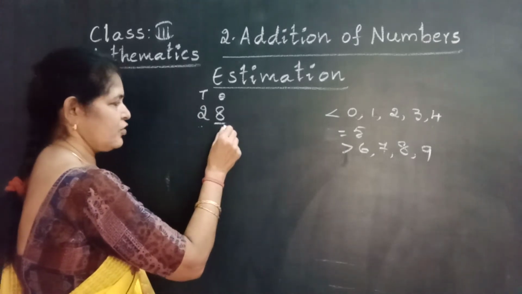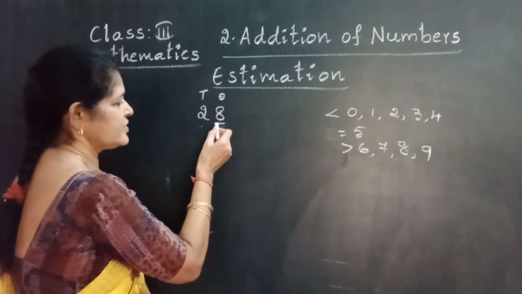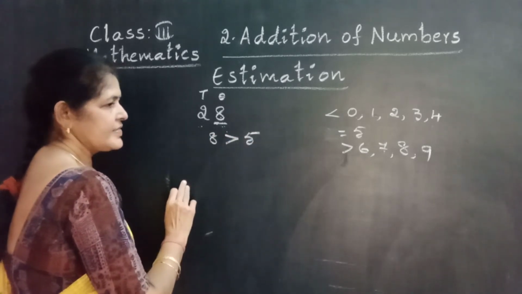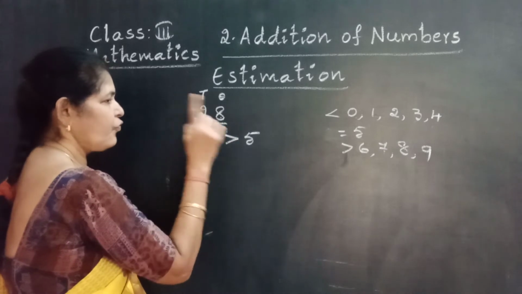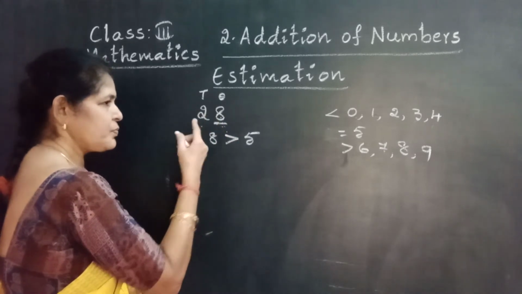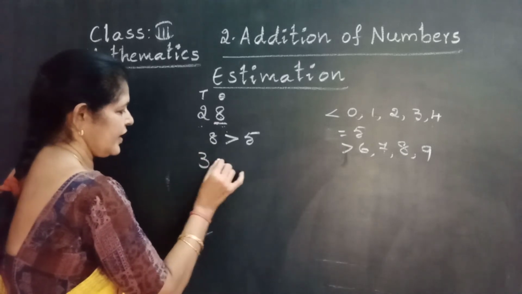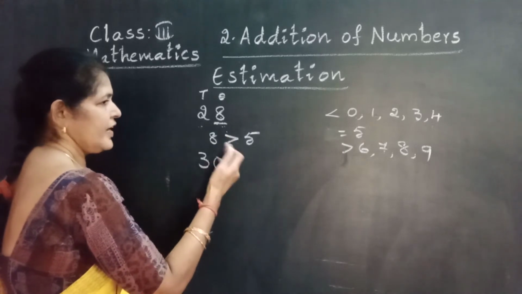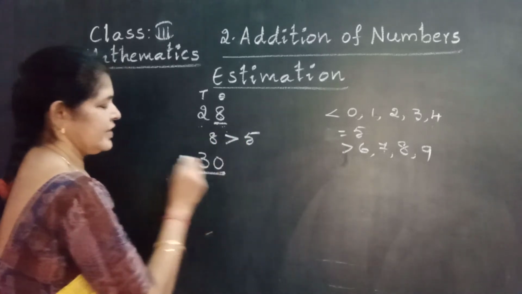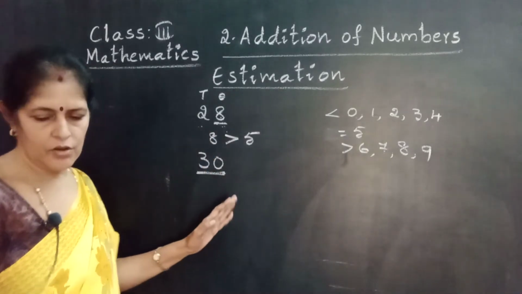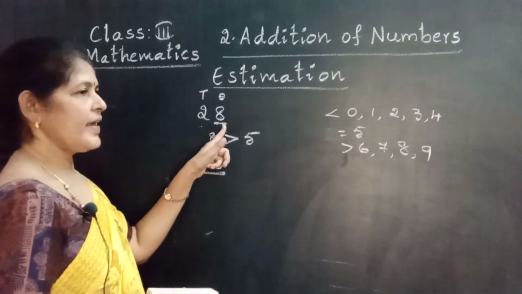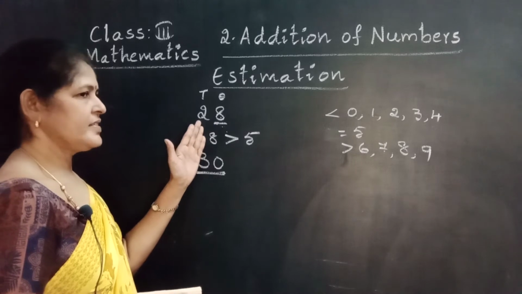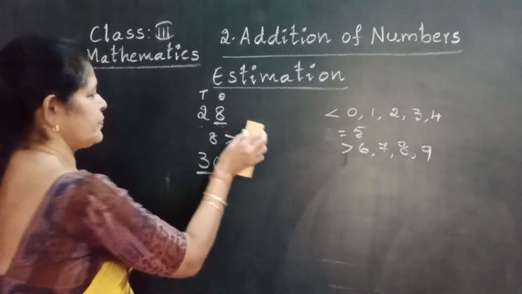See, suppose 28. 28 is nearest to tens means 8 is in the ones place. 8 is greater than 5. That means we add 1 to the tens place number. Here the tens place number is 2. 2 plus 1 is 3, and put 0. That means 28 rounded off to the nearest tens is 30. Do you remember this? Okay. Here the ones place number is greater than 5. That's why we change the tens place number and put 0 in the ones place. Another number.